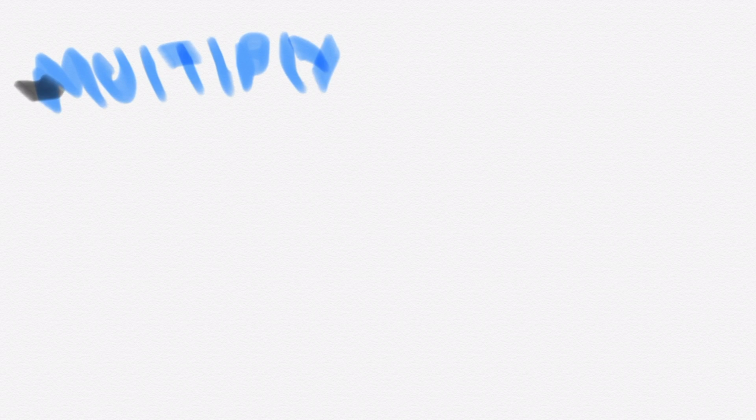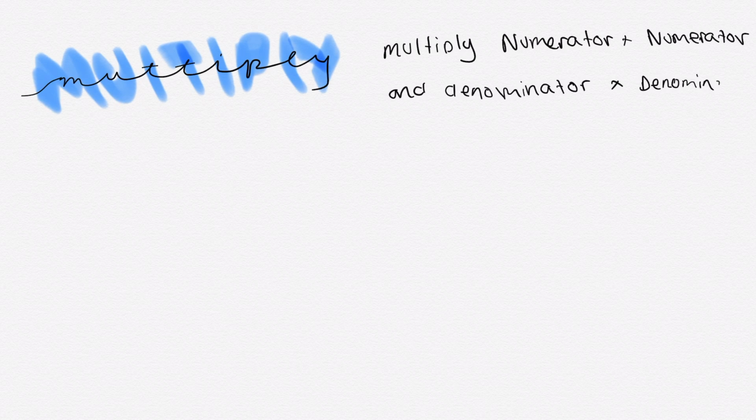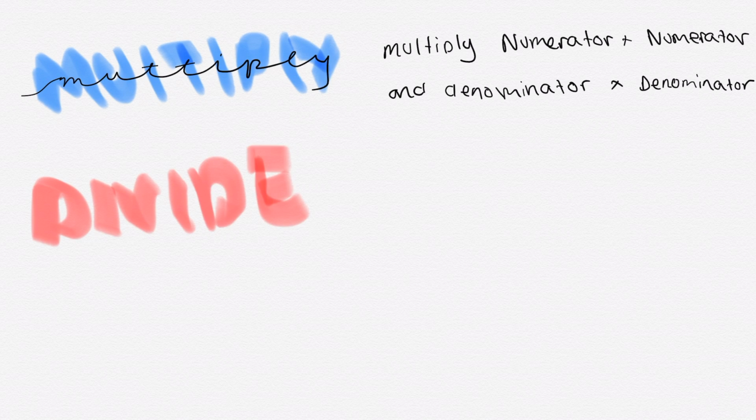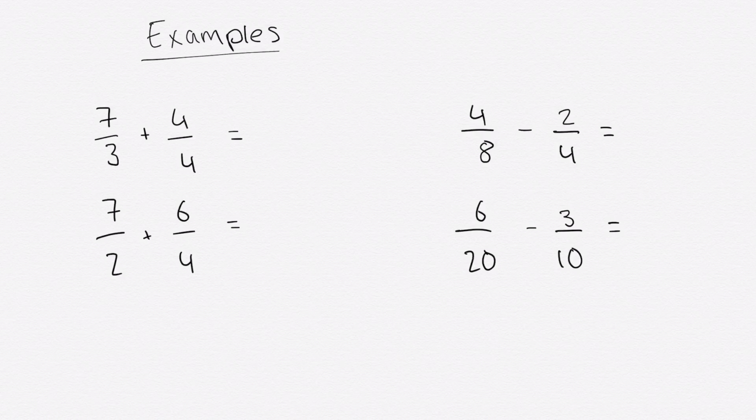When you're multiplying, you don't follow the same rules. You don't need to find a common denominator. You just multiply the numerators together and the denominators together. So it's really quite simple. At first, dividing fractions might seem quite difficult, but actually there's quite a simple rule. You just take the reciprocal of the second fraction and then multiply them together. And I'll be talking about what a reciprocal is a bit later on in the video.